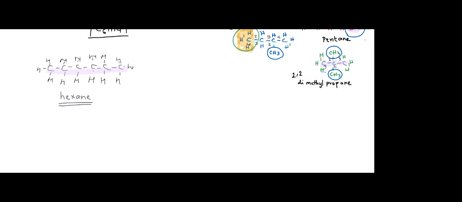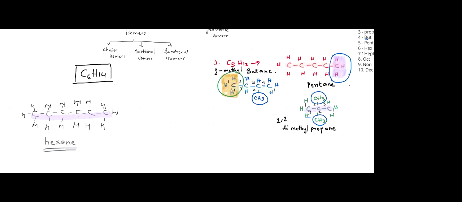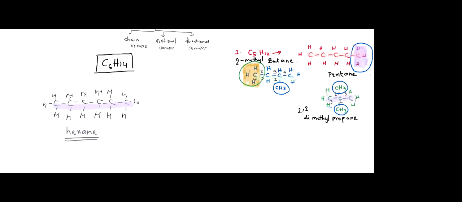Remember this. What did I tell you? Whenever we have an isomer, like a straight chain, we can always take off one of the carbon atoms from the sides and put it somewhere in the middle, right? So let's try doing that. Let's try taking one of the carbon atoms off from the side, okay? And let's try putting it somewhere in the middle.